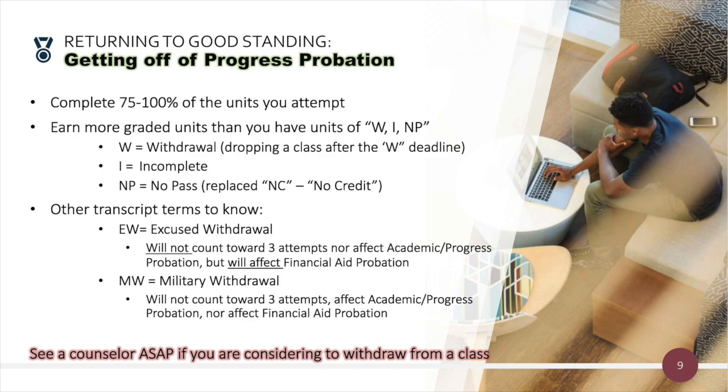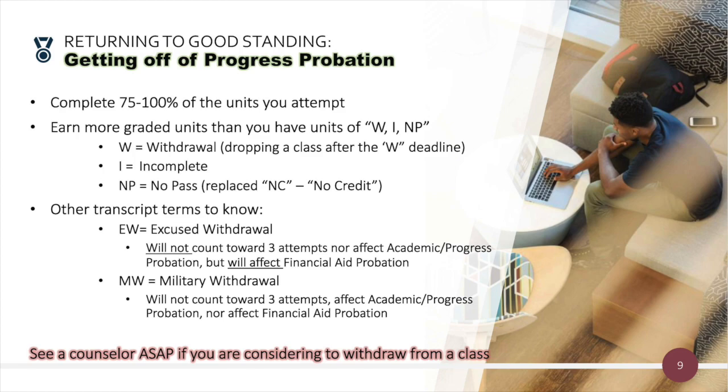The only way to come off of progress probation or dismissal is to complete anywhere between 75% to 100% of the units you attempt. This means you need to get more graded units than you do W's, I's, or NP's. W, as you may already know, stands for withdrawal. I stands for incomplete. If you're suddenly no longer able to complete the term, you may ask your professor to give you a grade of I.